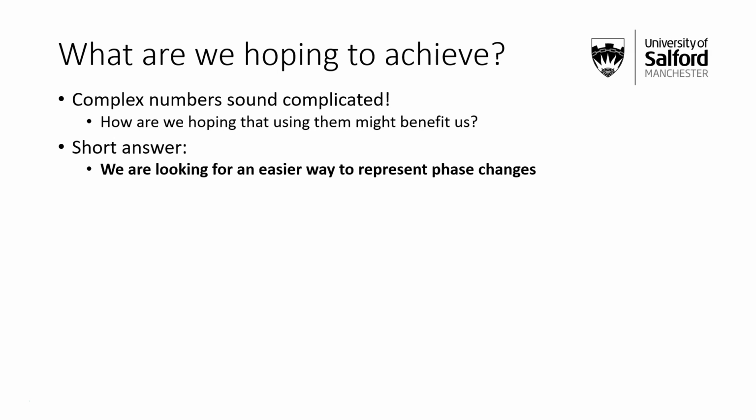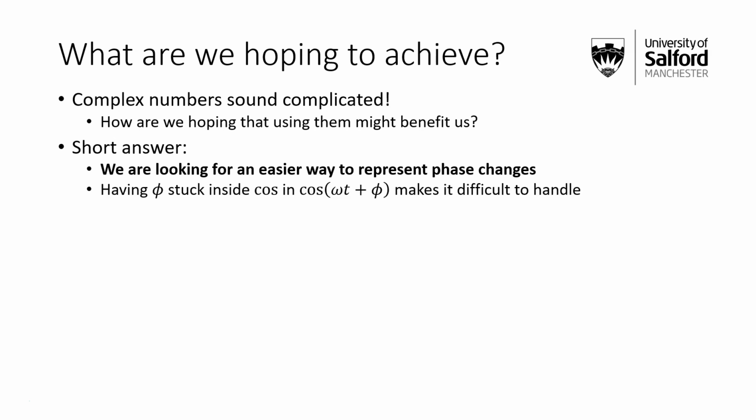As I mentioned a couple of times when we were talking about Fourier series, having phi stuck inside the cos in cos(omega t + phi) makes it difficult to handle. So we had this kind of form where you had these separate a and b terms, and that was okay, but a and b don't really relate to the magnitude and phase quantities we want to think about when we're actually dealing with signals. So they work, but they're not super useful. So we're looking for a better way of doing things.